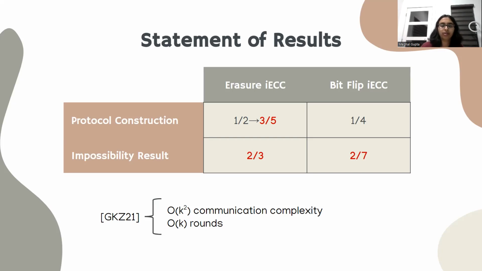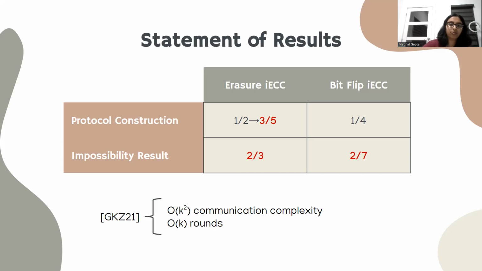The other thing one could consider is the bit flip case. This is the case where instead of erasing messages, the adversary Eve is allowed to flip 0s to 1s and 1s to 0s. In this case, the non-interactive error correcting code would give Alice and Bob an error resilience of 1/4. Moreover, we are able to show an impossibility result that no protocol, no even interactive protocol, can do better than 2/7. So it is also an interesting open question as to whether one can beat the protocol construction of 1/4 using interaction.